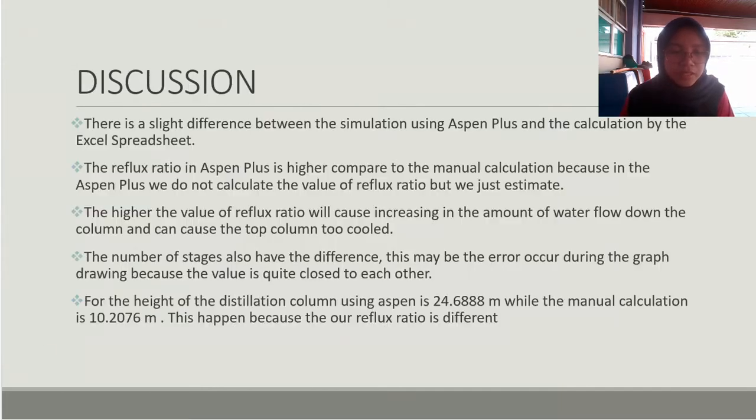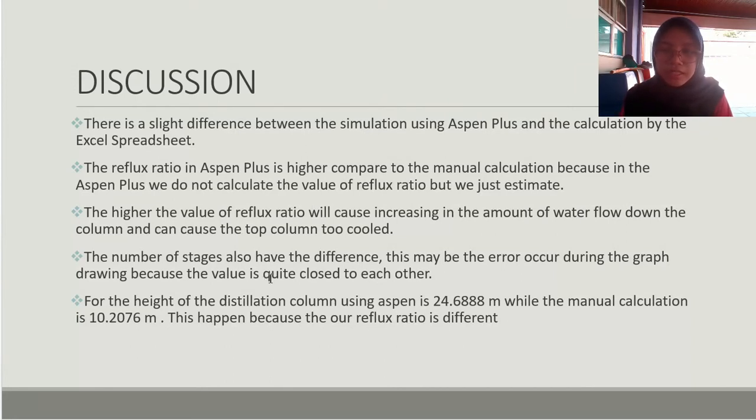Then for the discussion part, there is a slight difference between the calculation using Aspen Plus and the calculation using the Excel spreadsheet. The reflux ratio in Aspen Plus is higher compared to the manual calculation because we just estimated the reflux ratio and put it into the simulation. But the higher the reflux ratio, the higher the amount of water flowing down the column, which can cause the top of the column to cool.